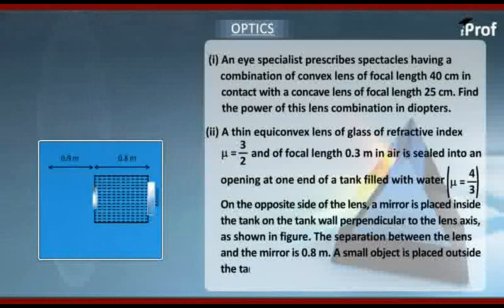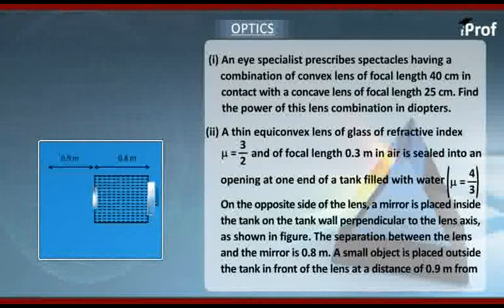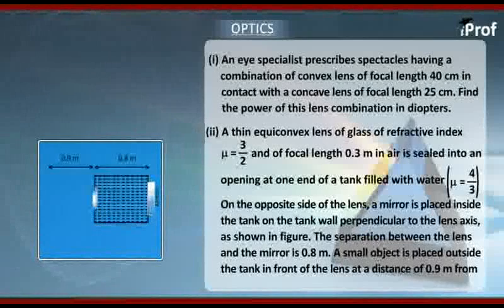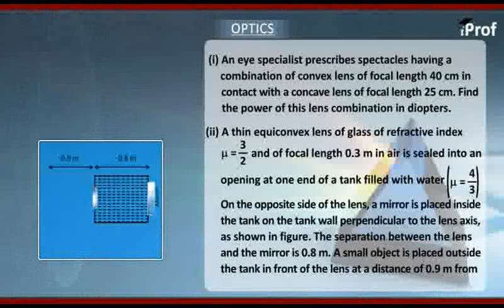has refractive index 3/2 and its focal length in air is 30 centimeter. And then we have a tank filled with water whose refractive index is 4/3 and the width of the tank is 40 centimeter, and the other side of the tank is silvered. So we have a mirror as well as lens as part of the system.